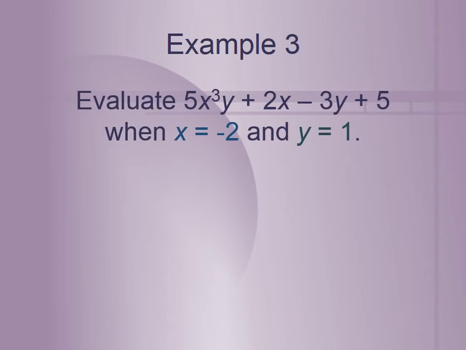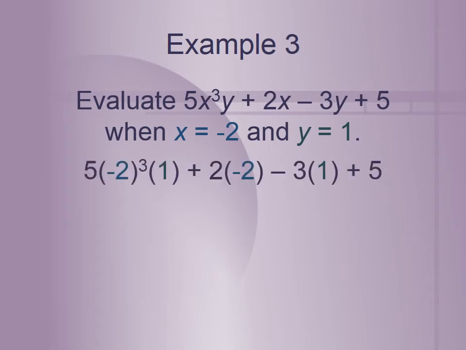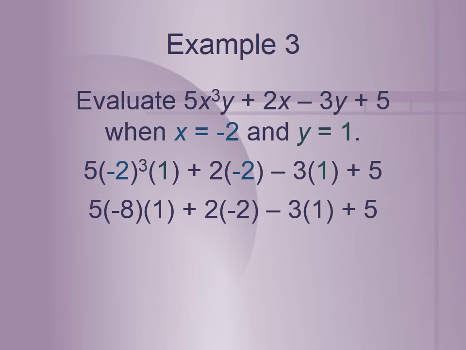Let's do another example. Let's do 5x cubed y plus 2x minus 3y plus 5 when x is negative 2 and y equals 1. So we'll substitute the value negative 2 for x and then the value 1 for y. So first we want to deal with our exponents. We just have 1. It's the negative 2 cubed. So negative 2 cubed is negative 8. Now we're going to do multiplication. 5 times negative 8 times 1 is negative 40. 2 times negative 2 is negative 4. And then 3 times 1 is 3.